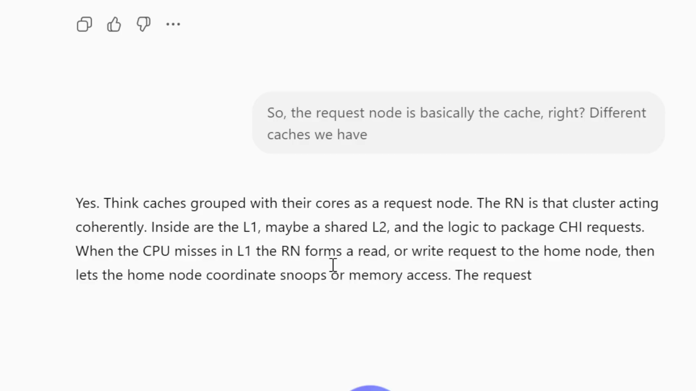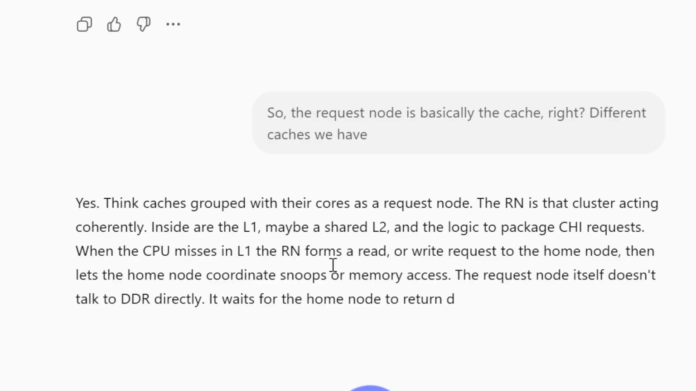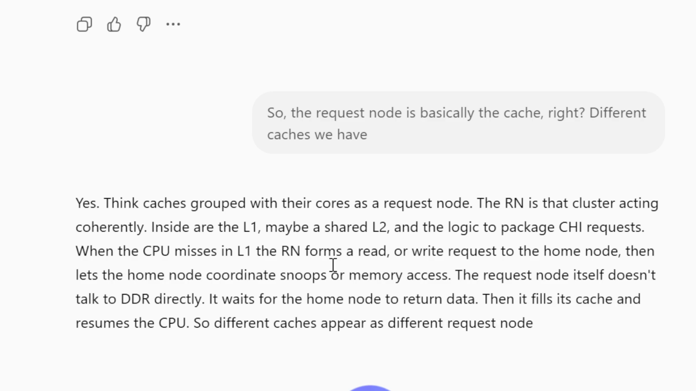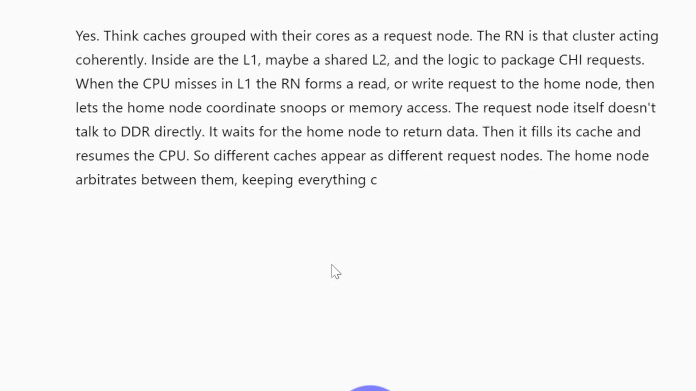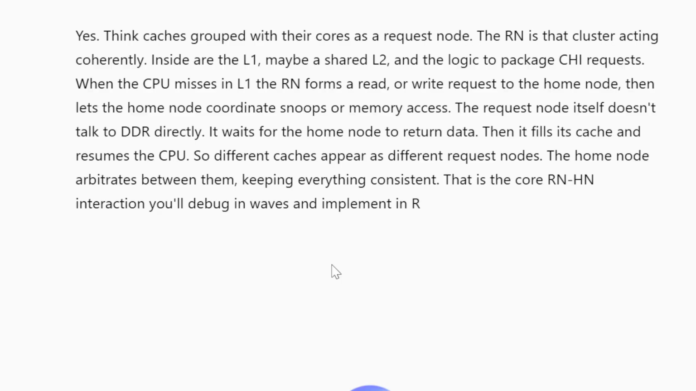The request node itself doesn't talk to DDR directly. It waits for the home node to return data. Then it fills its cache and resumes the CPU. So different caches appear as different request nodes. The home node arbitrates between them, keeping everything consistent. That is the core RN-HN interaction you'll debug in waves and implement in RTL.